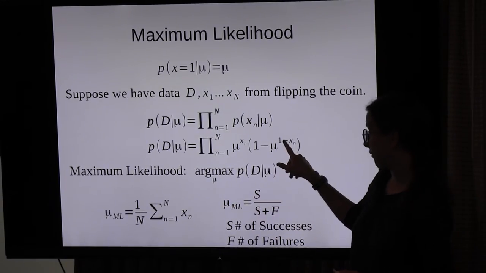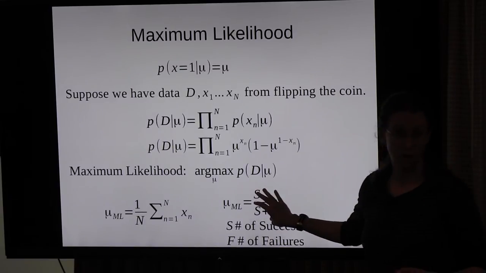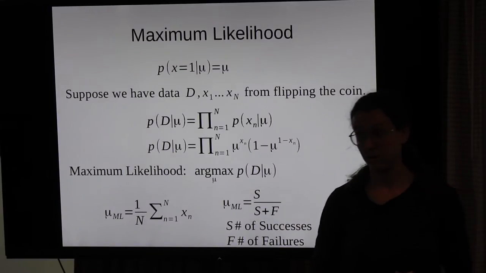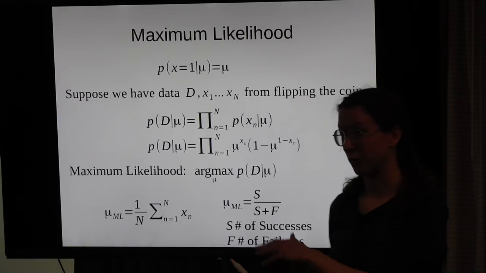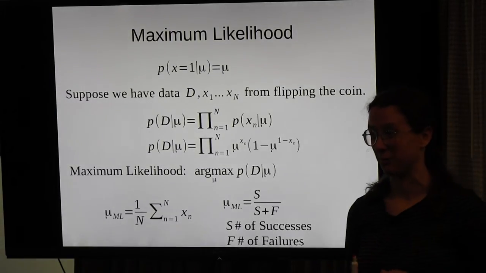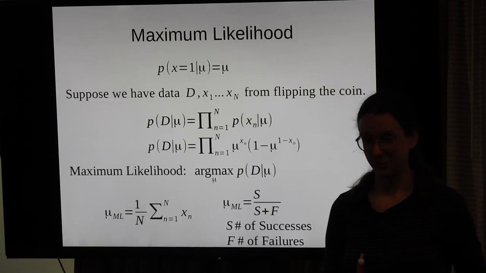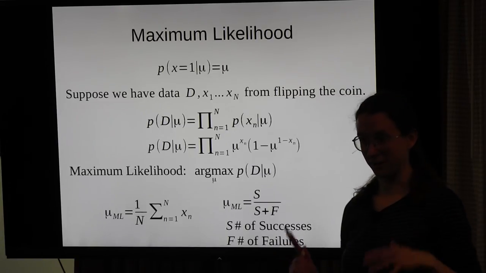Okay? So if you set this derivative equal to 0 and plug it in, you get this expression for mu ML, which is the one that solves this argmax. Okay? You can go read in lots of textbooks and lots of websites. They'll actually go through the algebra of taking that derivative and stuff. Does that make sense to you guys? Why this kind of works out?